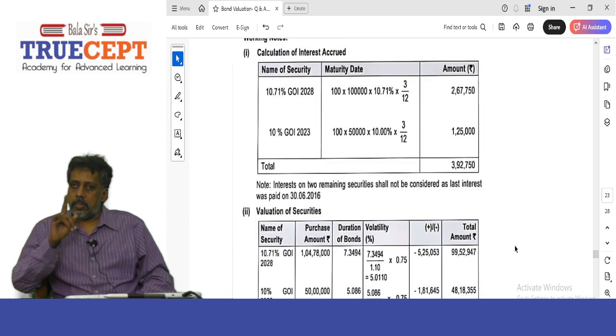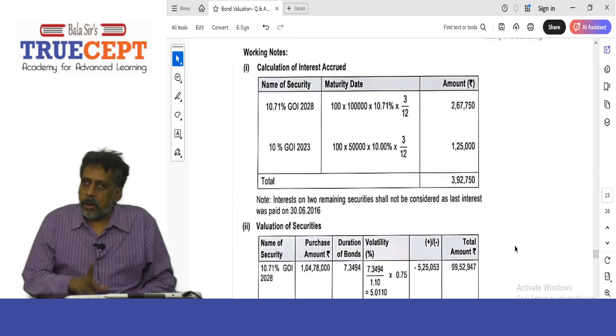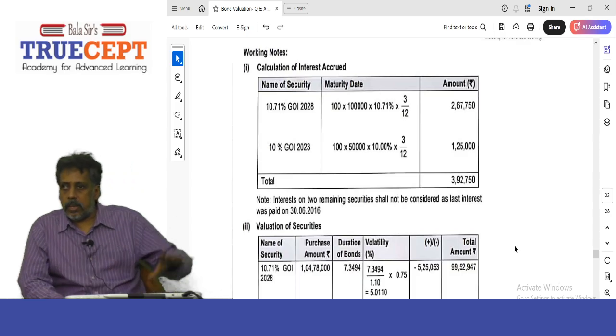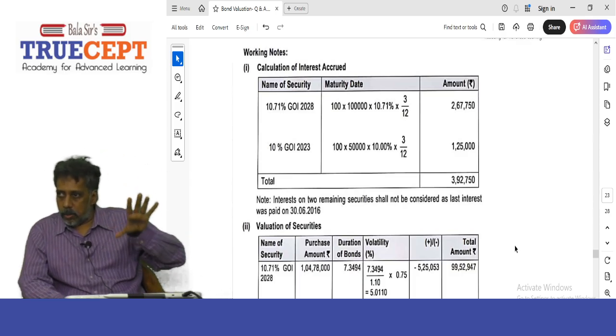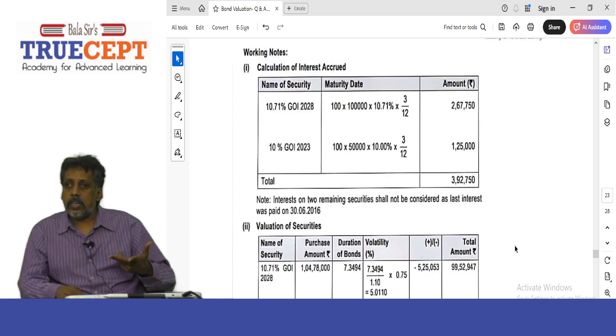Now you have been asked to calculate the NAV. But here the crux is they have given the duration in the question. Now using the duration which is given, what is the duration given for the first bond?